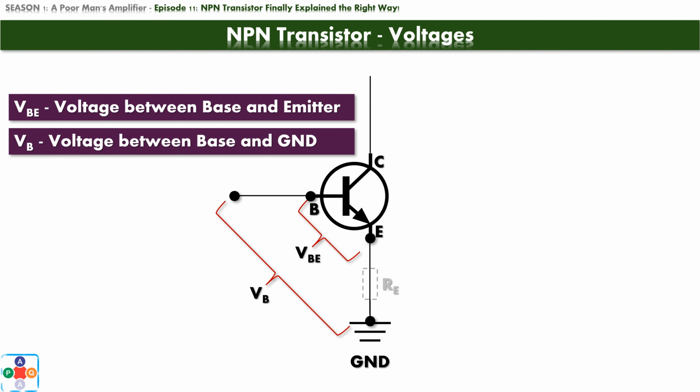Next, we have the voltage between the base terminal and ground, called VB, and the voltage between the base and emitter terminal, called VBE. Unless there is a resistor RE present, these 2 voltages are the same. In circuits where the transistor is in switch mode of work, or acts like a current amplifier, the resistor RE does not exist, and both VB and VBE voltages have the same value. When the transistor is in amplifier mode, the resistor RE is present, and these 2 voltages are now different.